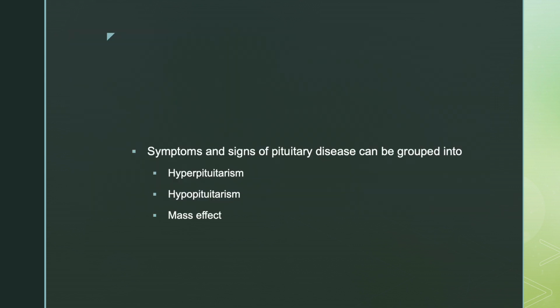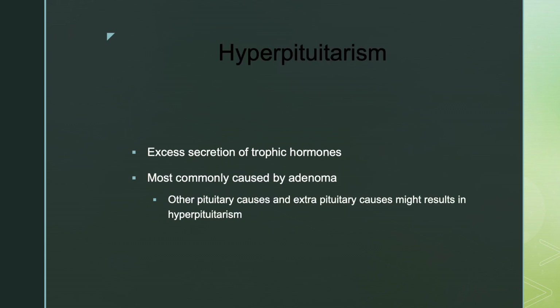Like other endocrine organs, symptoms and signs of pituitary disease can be grouped into those related to hyperfunctioning of the pituitary or hyperpituitarism, hypopituitarism, or mass effect. Hyperpituitarism results from excess secretion of typically one hormone and is most commonly caused by adenomas. Other causes include hyperplasia and the extremely rare condition of carcinoma. Pituitary carcinoma is a known disease, but it's really rare. Adenoma is the most common cause.